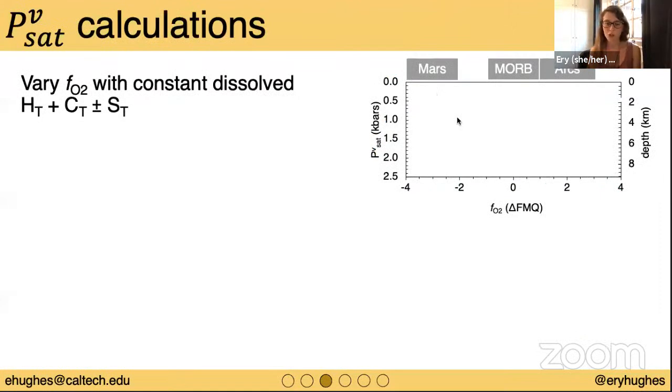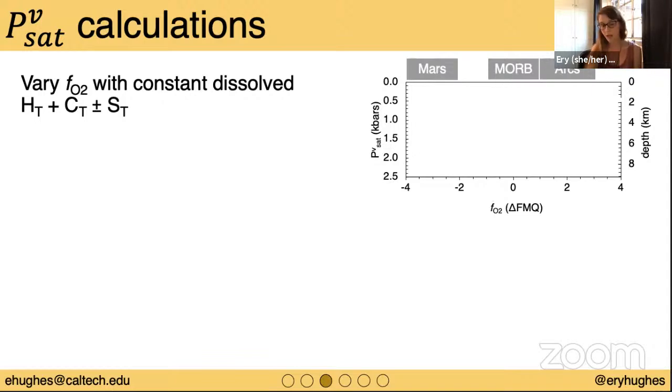And to do this, I'm just going to use a toy model where I'm going to take a basaltic composition at 1200 degrees Celsius, and we're going to keep the total amount of hydrogen and carbon in the melt constant, and we're just going to vary the oxygen fugacity of the system. And then later we'll add sulfur to see what that does as well. So on this plot on the right, I've got the oxygen fugacity on the x-axis, which is going to be in units of delta FMQ. So this is relative to the fayalite-magnetite-quartz buffer, and more positive values are more oxidized conditions, and more negative values are more reduced conditions.